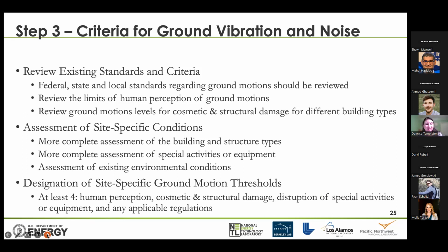So when we take all of that, we can designate at least 4 site-specific ground motion thresholds. The first one is human perception. If there are too many induced seismic events that are perceptible by humans, this will cause nuisance, and then the local stakeholders will sour on the activities that are happening. We need to determine what the cosmetic and structural damage thresholds are for the buildings in our area. See if there are any thresholds for the disruption of special activities or equipment, and then if there are any regulations.